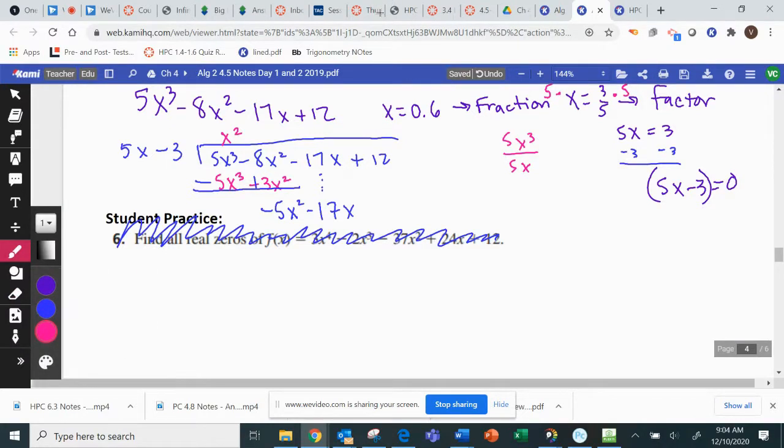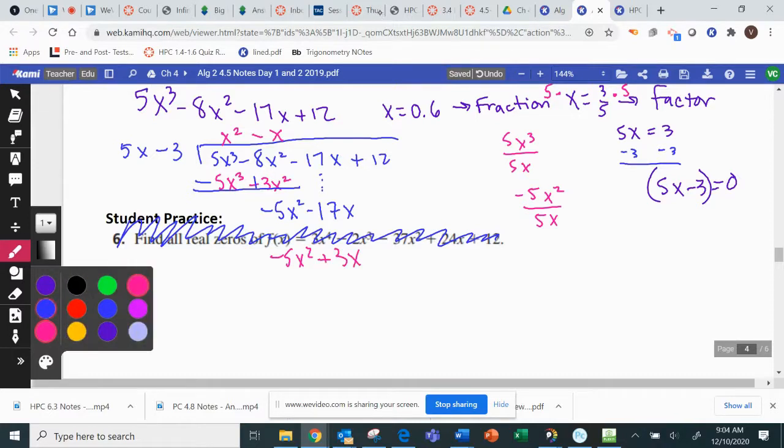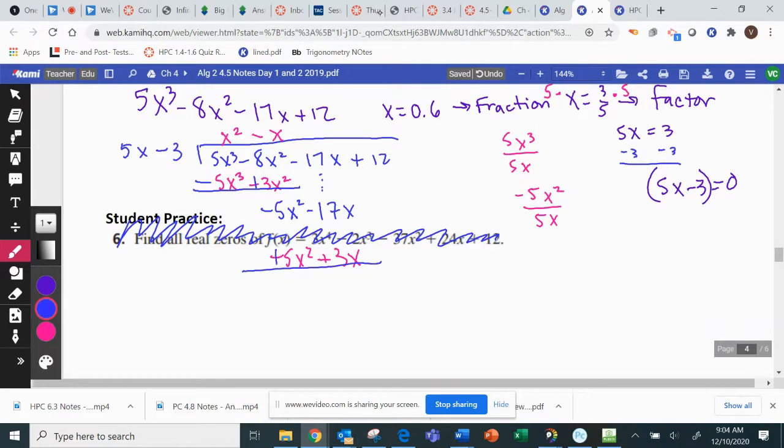Now we're going to divide negative 5x squared by 5x, which gives us negative x. We're going to multiply, and I get negative 5x squared plus 3x. I'm going to draw the line and change the signs. Sorry, there's like this ugly thing right in the middle. I'm going to add those up, and we get negative 20x. Bring it on down.